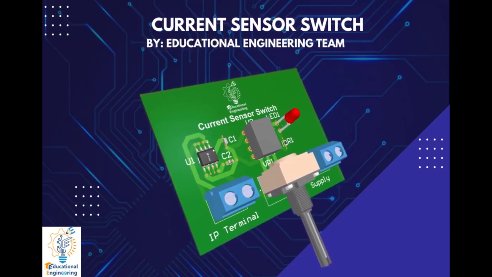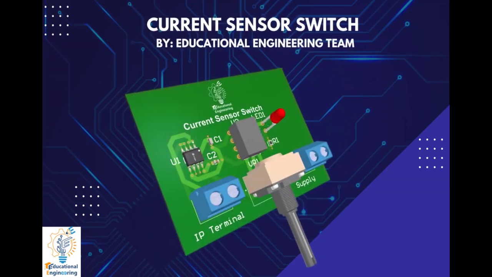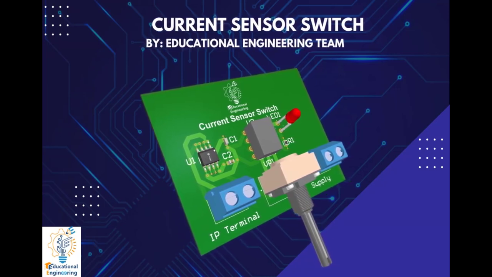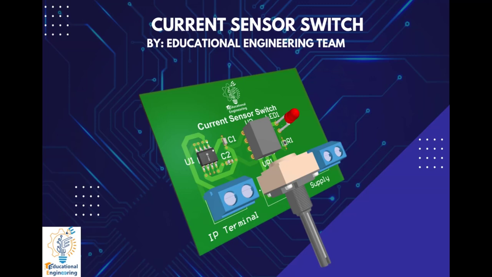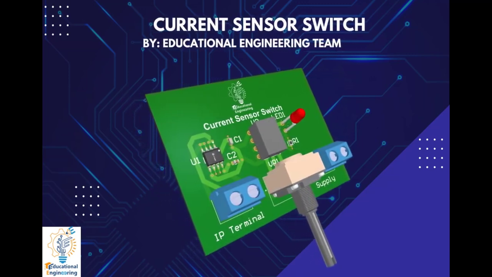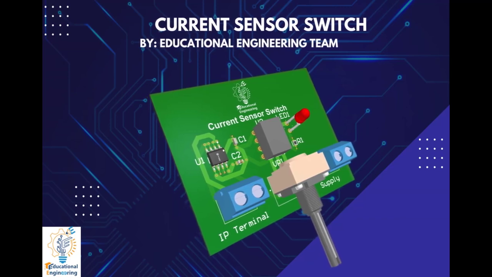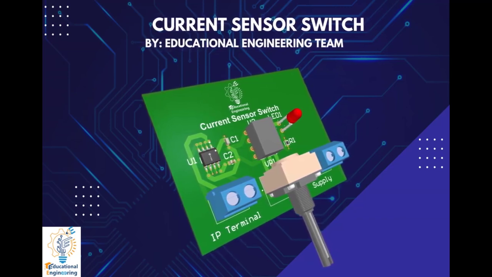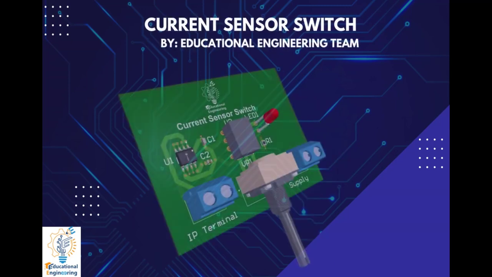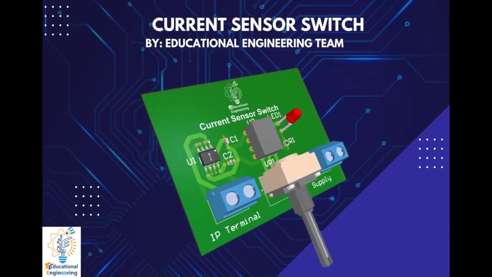IC ACS712 is a simple linear current sensor, the most significant part of this circuit. The IC is a low-cost Hall effect current sensor which is capable of measuring current up to 20 amperes. This IC consists of a copper conduction path through which the current to be measured flows. The output voltage will be proportional to the input current flow. Also, the output voltage of this IC will go through a change of 100 mV per ampere.